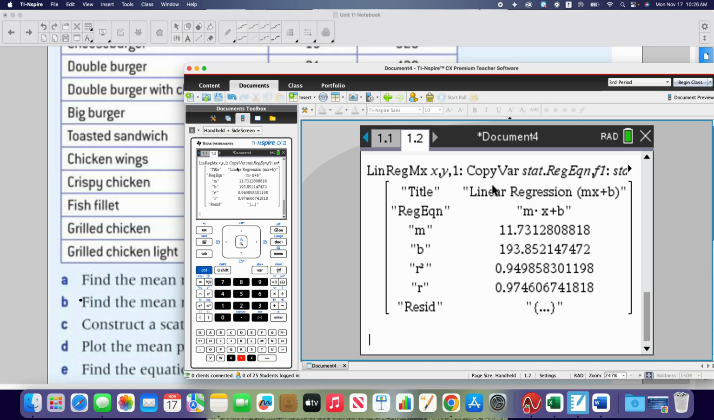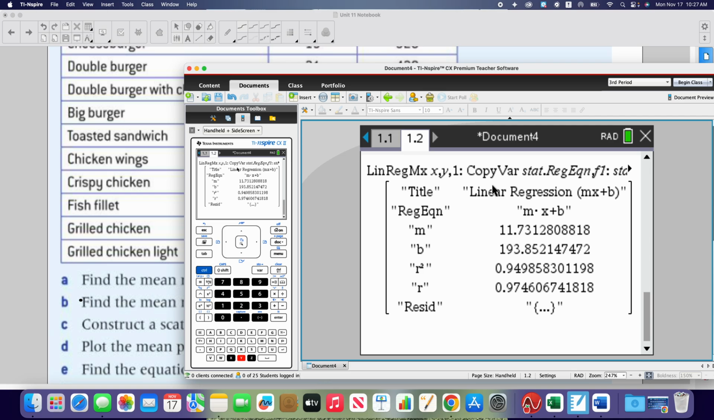Tell me about the R value here. Tell me about the Pearson's product moment correlation coefficient. It is strong, positive. Strong positive. And we could even say linear since we ran the linear regression. It's a strong linear positive R value.